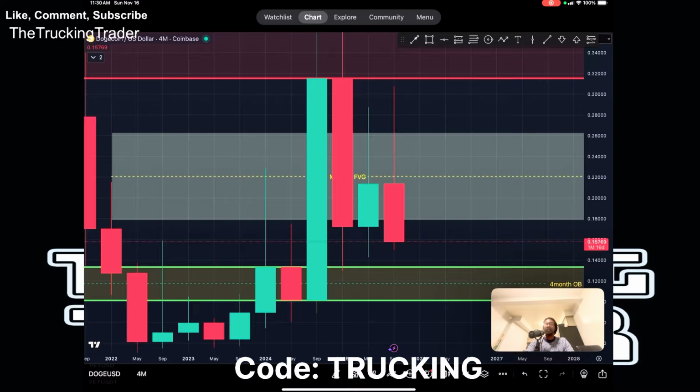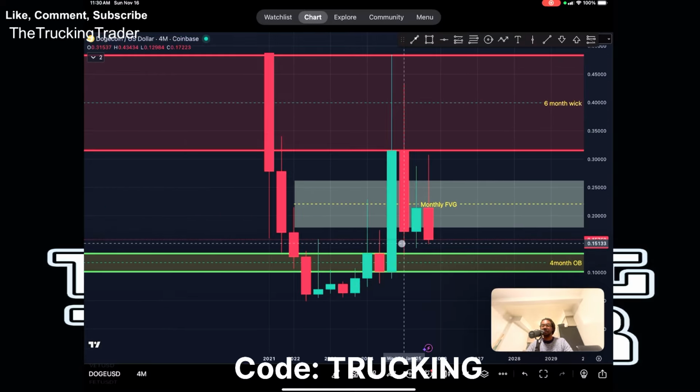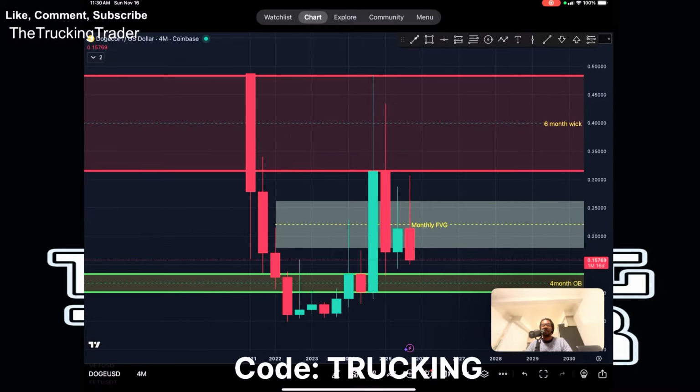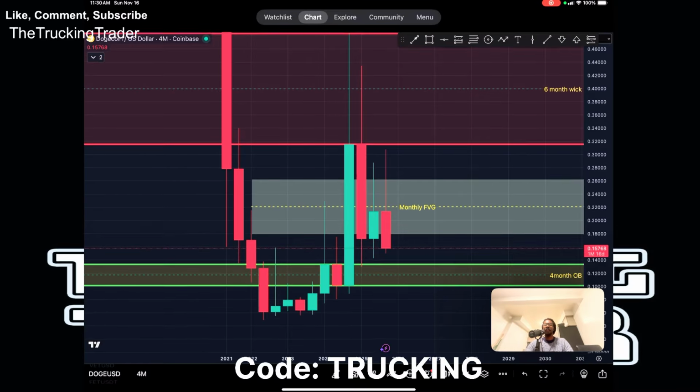So as you guys can see, Dogecoin has already been coming down off of its highs. Just like in our other videos, I told you guys, we're looking at the 6-month chart. We haven't even had a body, right? None of these candles have closed inside of this 6-month wick right here, you guys. So Dogecoin is definitely coming down for sure.